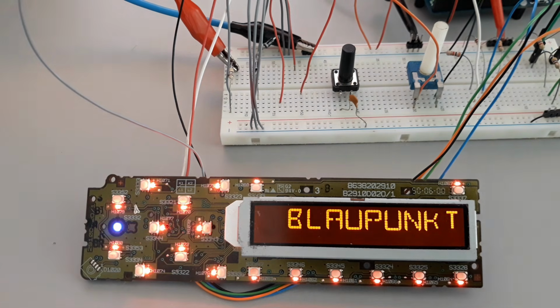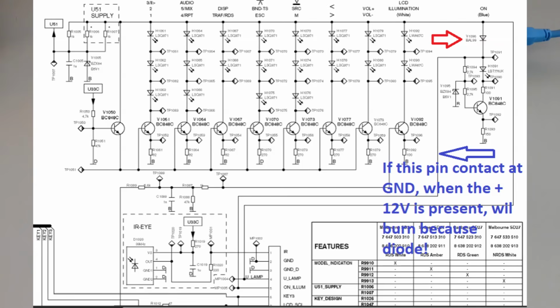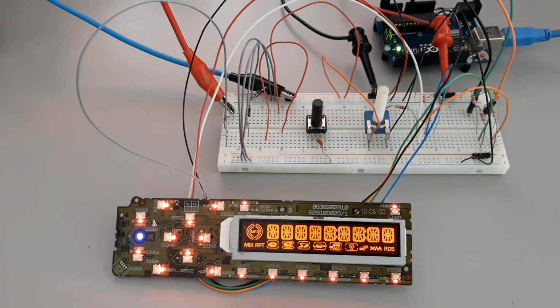I would also like to highlight an important precaution. Special care must be taken with the wire connected to pin number 5, which is labeled on_illum. This pin must never be connected directly to ground. If it is connected to ground while 12 volts DC are already present on the U_lamp line at pin number 4 of the connector, a short circuit will occur through diode V1096. Small details like these are extremely important.